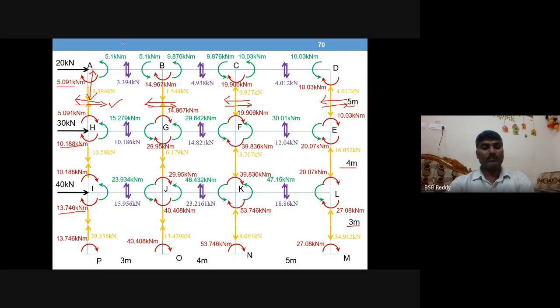Just the column end moments, which are calculated from step 4, are to be divided by half of the column height to get the shear value V. In all these columns, VAH, VBG, VCF, and VDE. Likewise, all other columns. So with that, all five quantities we have calculated, starting from the column axial loads. This is the starting calculation.